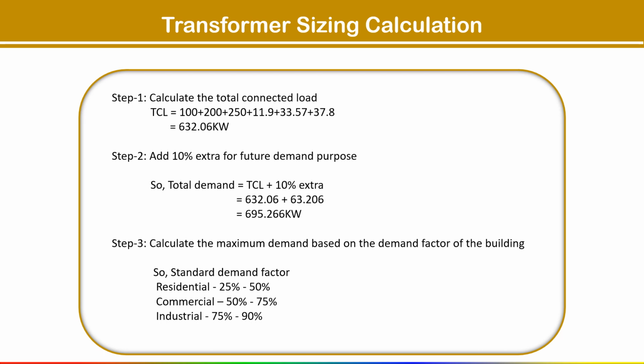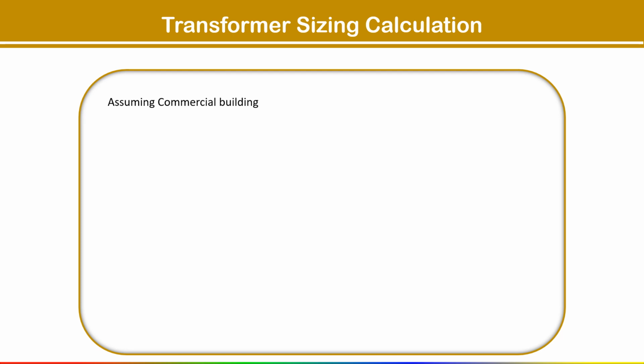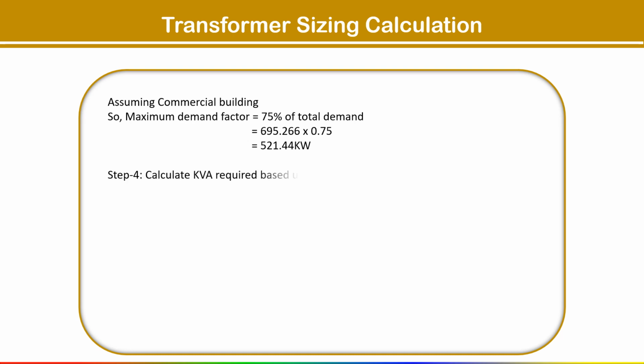So suppose in our project we are designing for a commercial building, so demand factor 50 to 75%. Here you can see, assuming we are designing for a commercial building, the maximum demand factor is 75% of total demand. To calculate the maximum demand factor value, 75% of total demand. When you calculate total demand, we have already calculated 695.266. So here you will get 521.44 kilowatt. This is your maximum demand factor value.